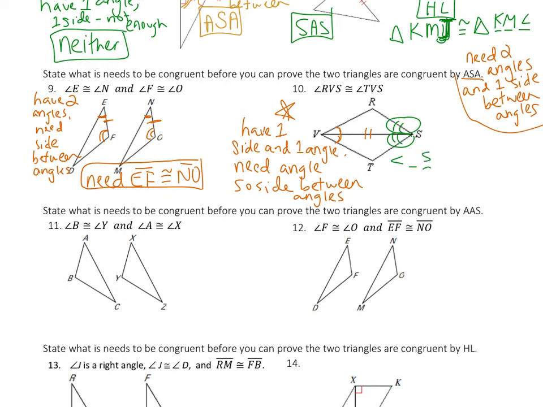So my S will be my middle one. I have to use my R and V then for the other angles. So that's for the top one, so RSV. The bottom one then would be TSV. So that's what we need to make sure that they are congruent by angle, side, angle.